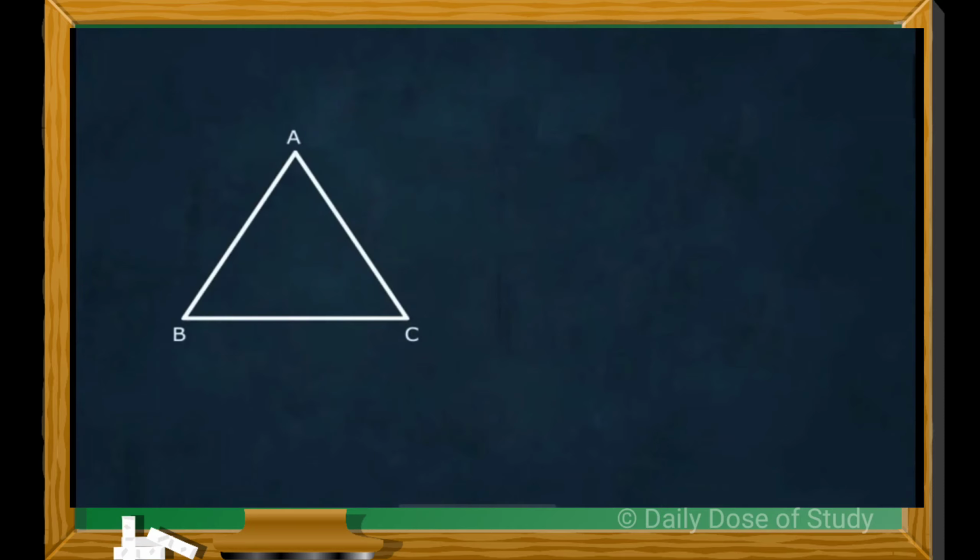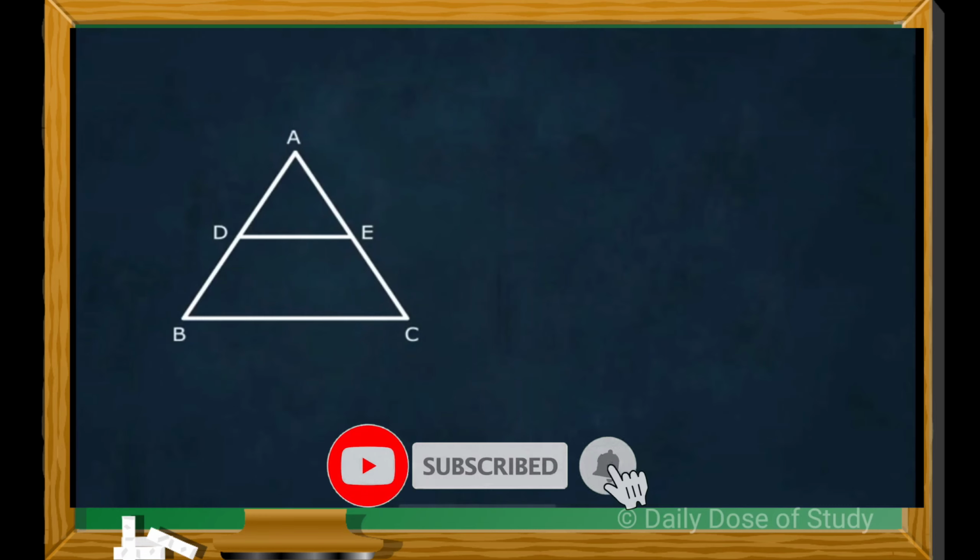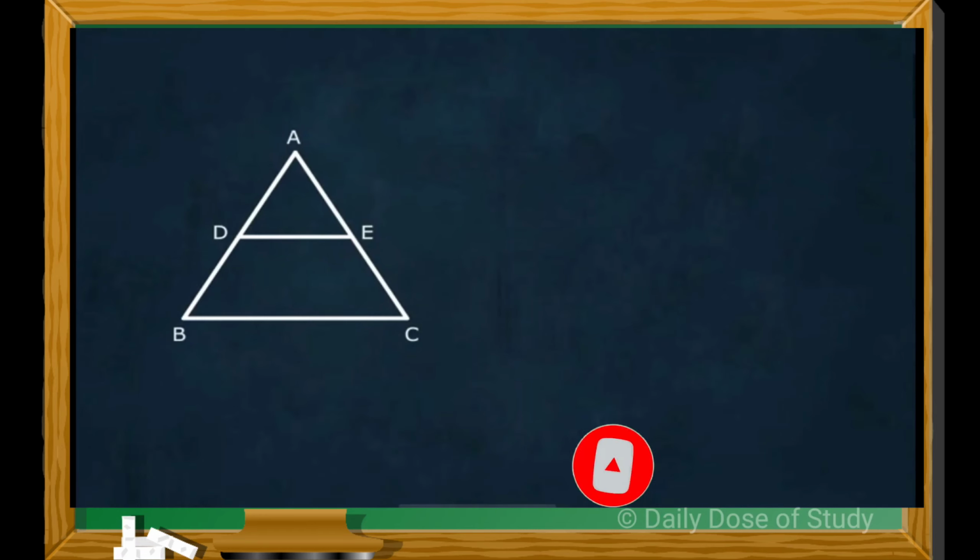Look at this. Let me draw a line DE parallel to BC. Now this intersects the sides AB and AC at D and E. Fine. Now, do you think there is any relation between the sides of the triangle? There in fact is. And that relation is AD by DB is equal to AE by EC.